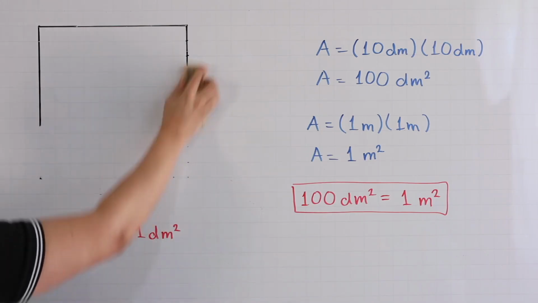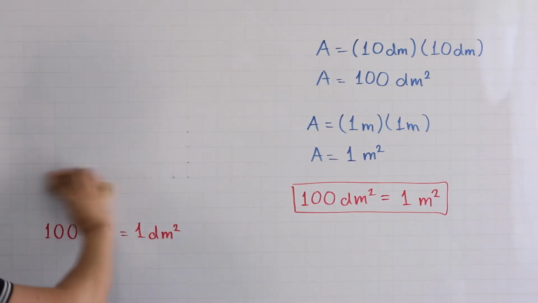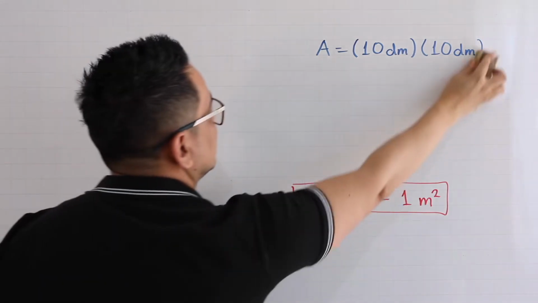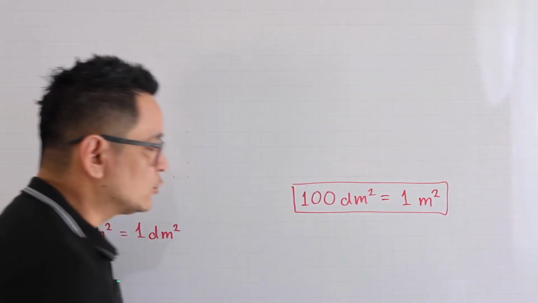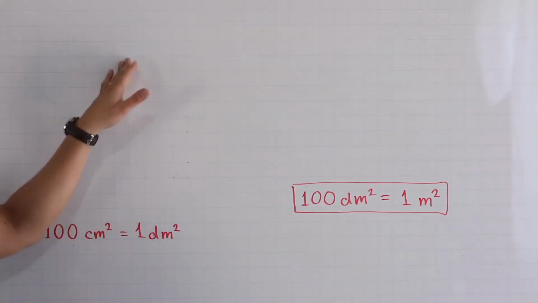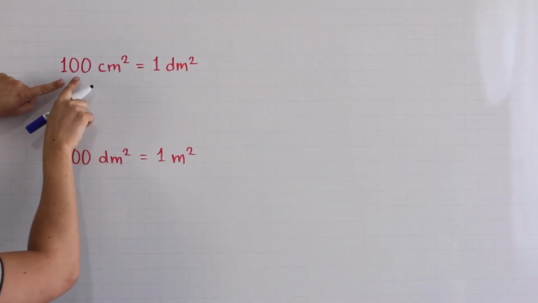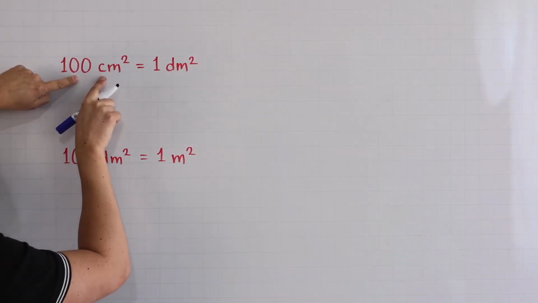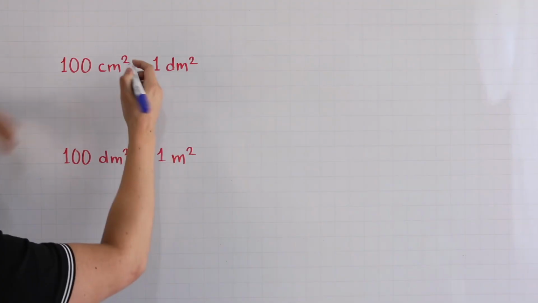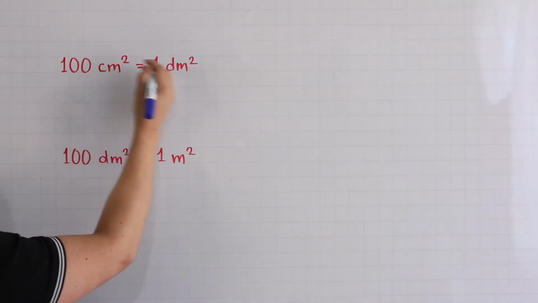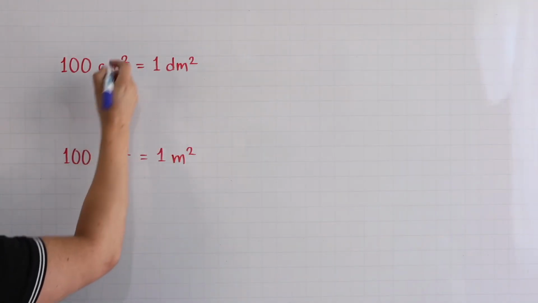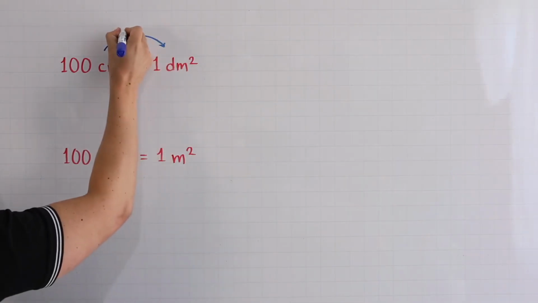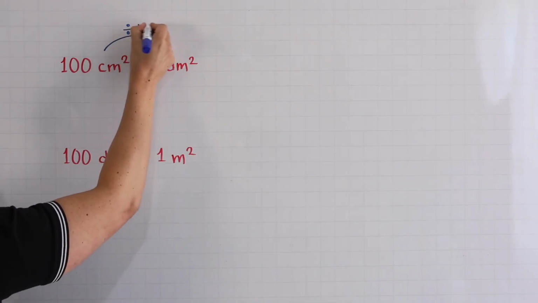So let's see. Now let's erase our square. We just needed this one to see these equalities, and I'm also going to erase the calculations because now I'm going to focus on these two. Let me copy them over here. I want you to notice the following. If I want to convert from square centimeters to square decimeters, what I would have to do is divide, right? By how much? Well, in this case, by 100. So, if I want to convert from here to here, what I have to do is divide by 100.